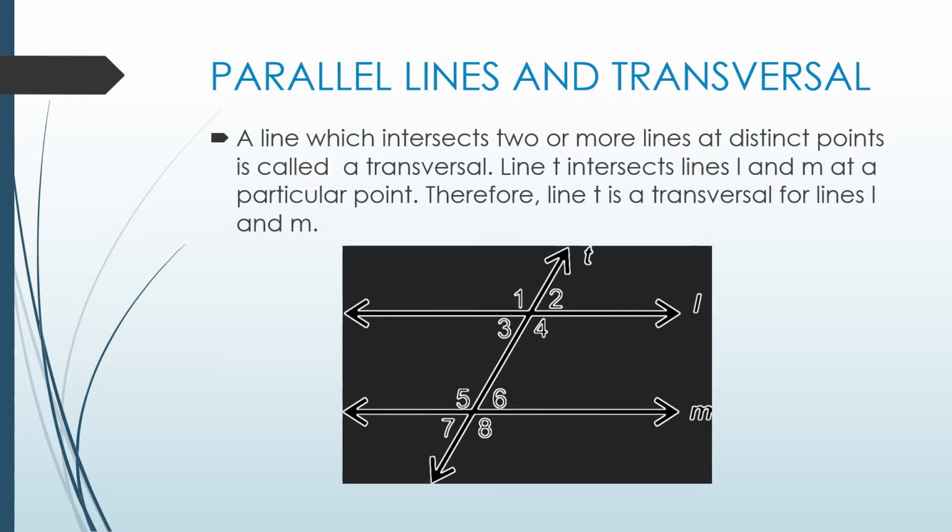Here, you can see that line T is a transversal of two parallel lines L and M, intersecting at two different points. And here, 8 different angles are formed. Now, let us study each angle one by one.